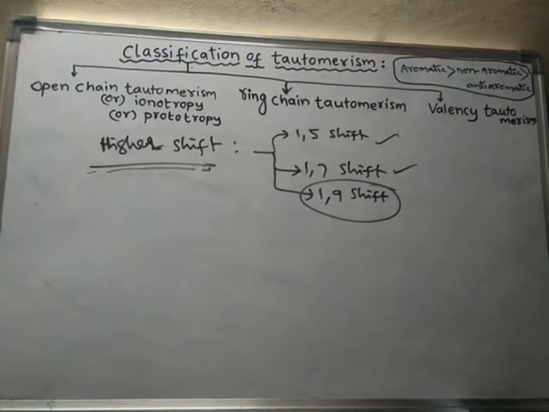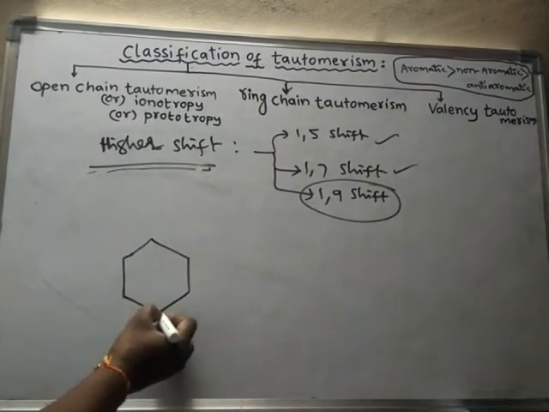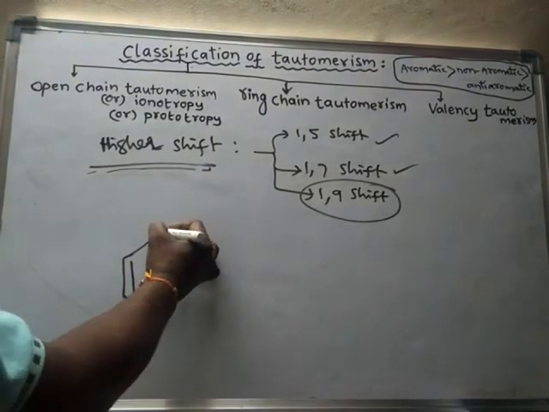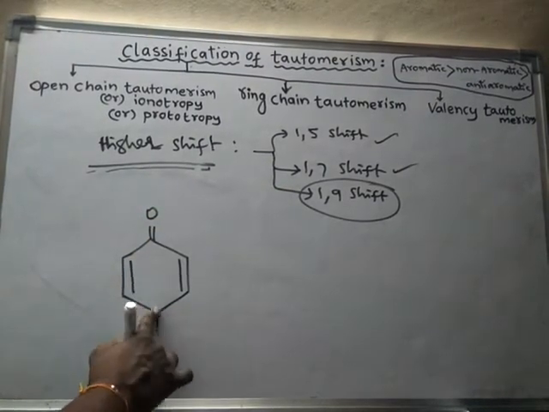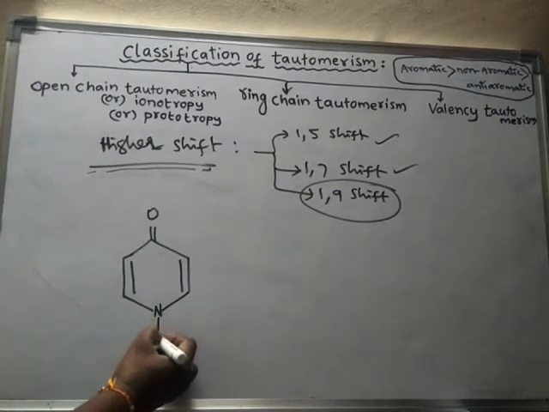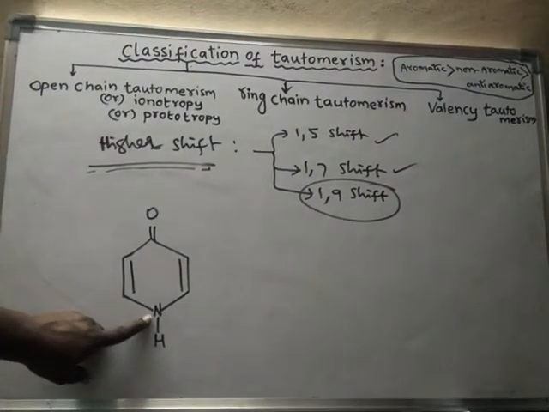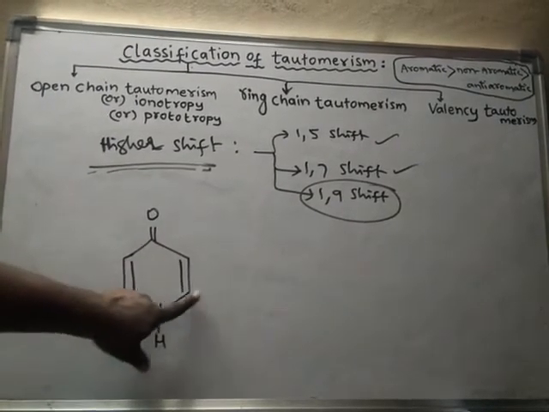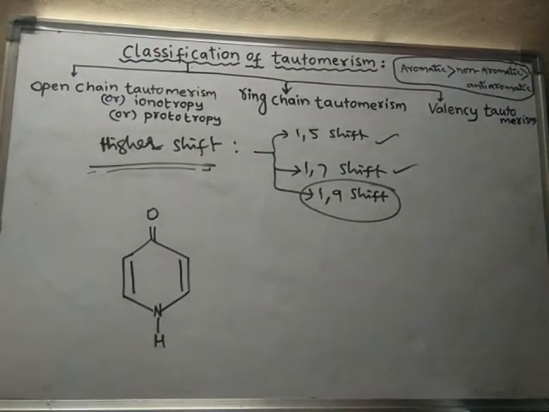Another example for a 1,5 shift. It should be nitrogen, hydrogen. See what happens? This hydrogen which is attached to nitrogen will move to oxygen. So first atom, second atom, third atom, fourth atom. This is a carbon. Fourth atom and fifth atom. So as a result of this shift, what happens?